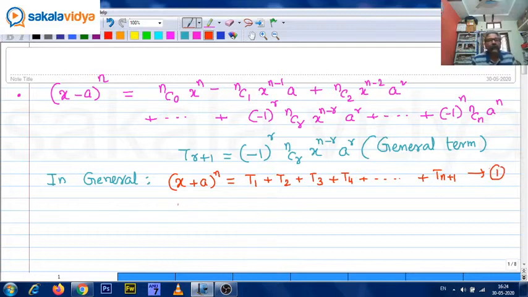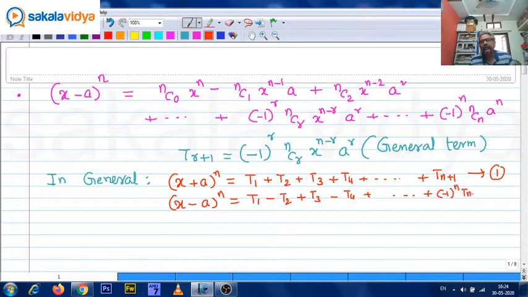Okay, now (x minus a) to the power of n. For example, if (x plus a) to the power of n is T1 plus T2 plus T3 plus T4 plus so on plus T(n+1), then what will be (x minus a) to the power of n? This will be T1, see, alternate sign change, minus T2 plus T3 minus T4, and so on, this will be minus 1 to the power of n T(n+1). That means the sign will depend accordingly on whether n is even or odd.